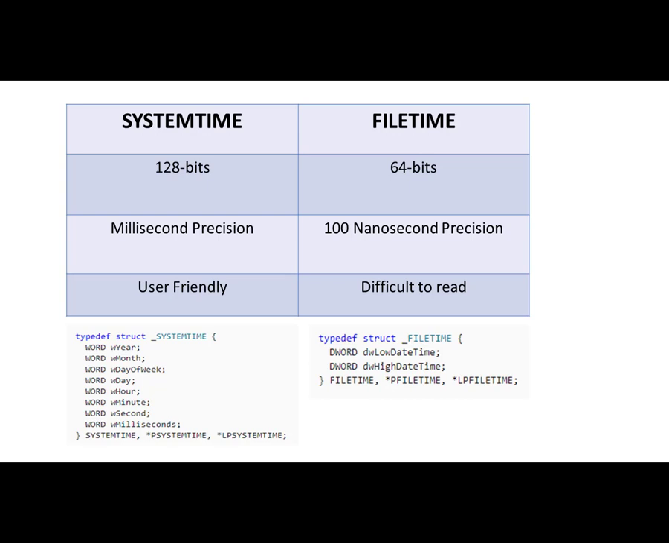You can straight away see that the system time is user-friendly and easy to understand, but it's not an efficient way to store the date and time, right? The file time or the absolute time is better because with half the number of bits, you get a much higher precision. So NTFS uses the absolute time to store the date and time internally.